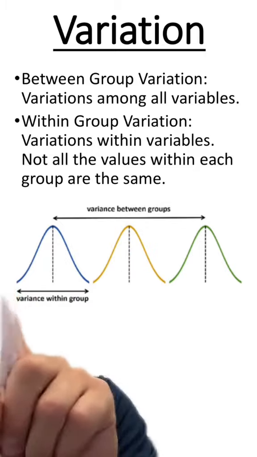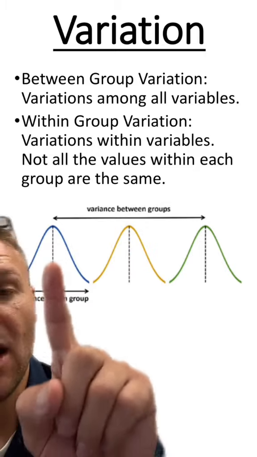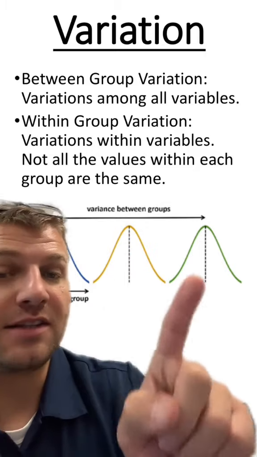So again, within group variation is within one data set. Between group variation is between different data sets.